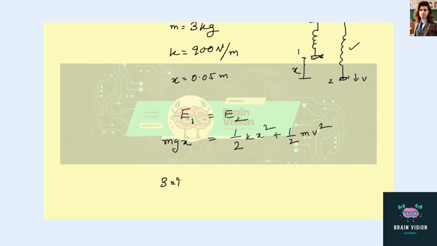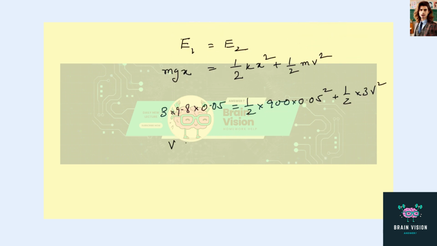So we simply plug in those values. 3 times g, which is 9.8, times x, which is 0.05, is equal to half times k, which is 900, times 0.05 squared, plus half times the mass, which is 3, times v square. So from here you need to calculate v. So let's see how much we are getting. The speed will be 0.48 meters per second, right?